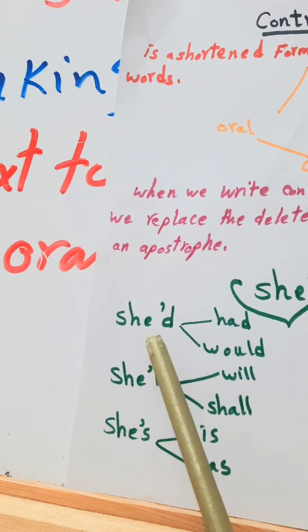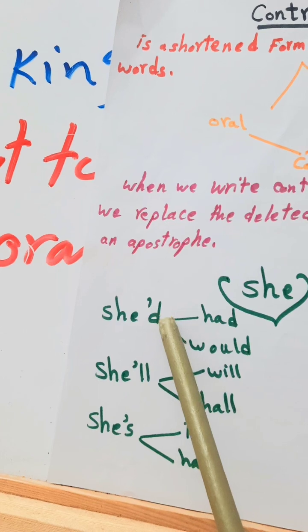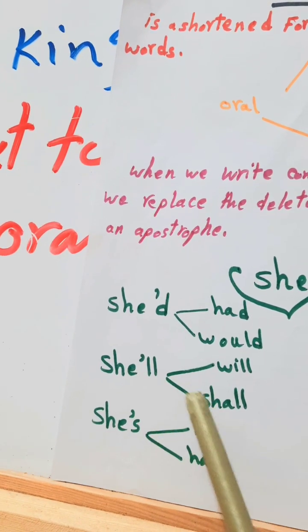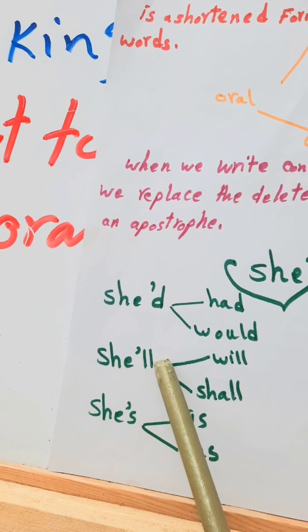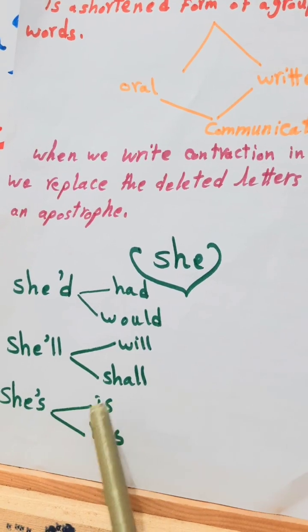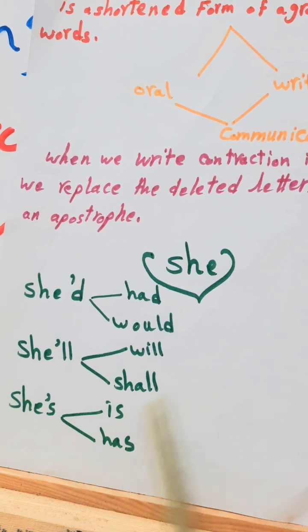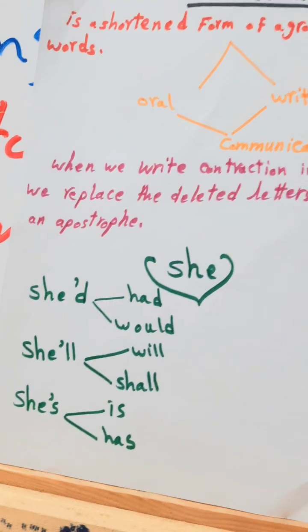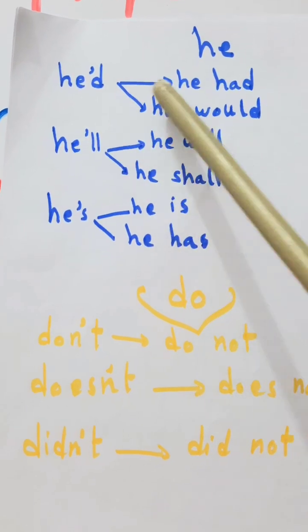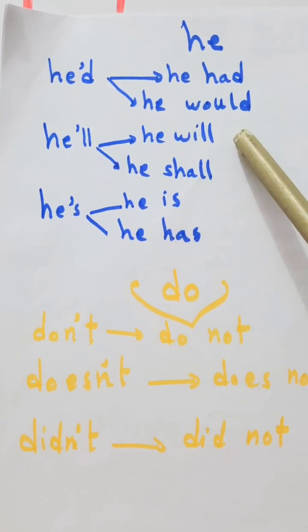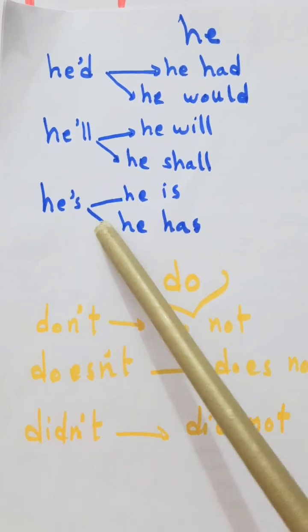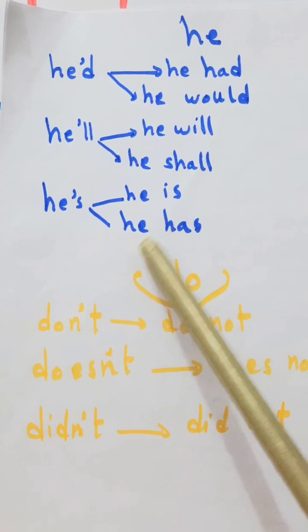She, she'd. The apostrophe d means had or would. She'll. The apostrophe ll means shall. And she's equals she is and she has. He'd, you should pronounce instead of he had or he would. He'll instead of he will or he shall. He's instead of he is or he has.